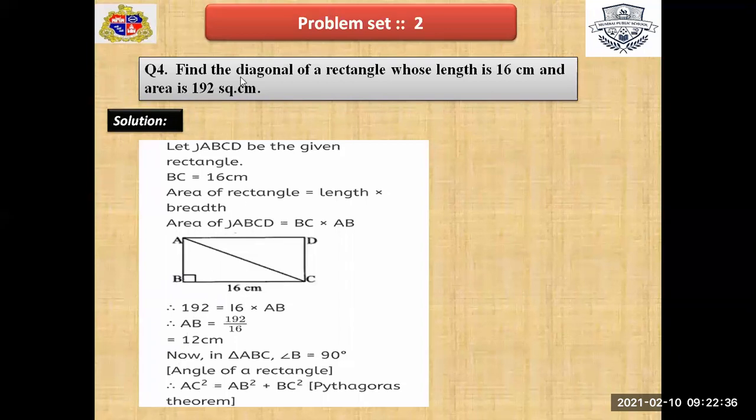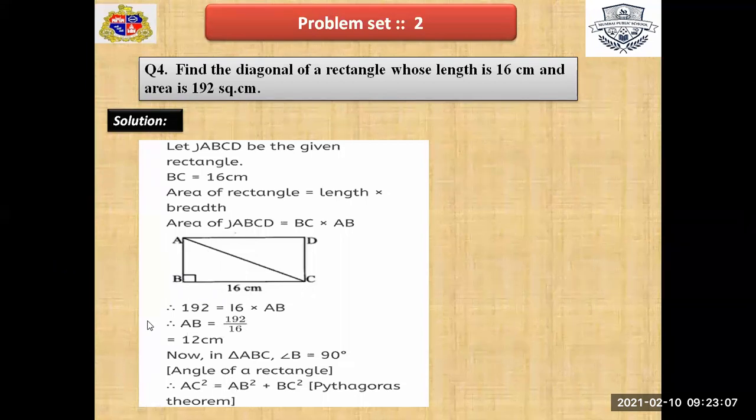Okay. From this area we find the breadth of the rectangle. So 192 divided by 16, cancel it, we get 12 centimeter. Simple. So from this given data, we find the breadth of the rectangle. Then what is asked? Find the diagonal of the rectangle. So here we have breadth and length, that is BC is 16 and AB is 12.